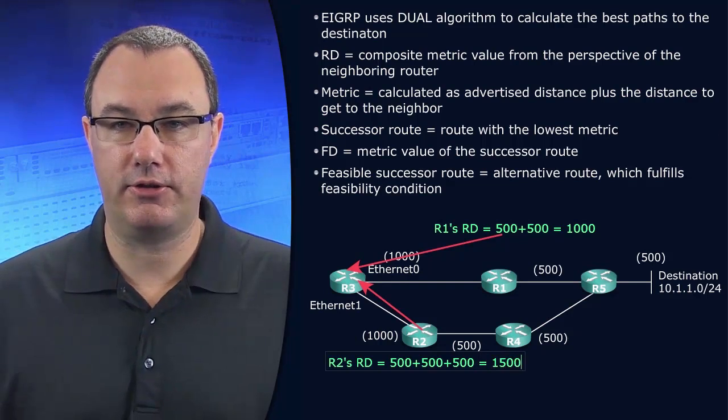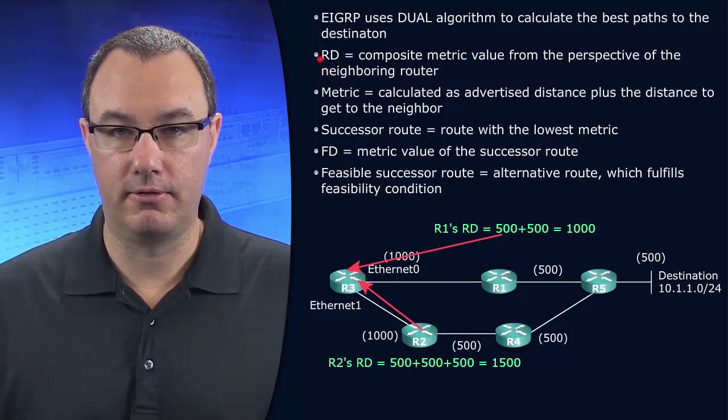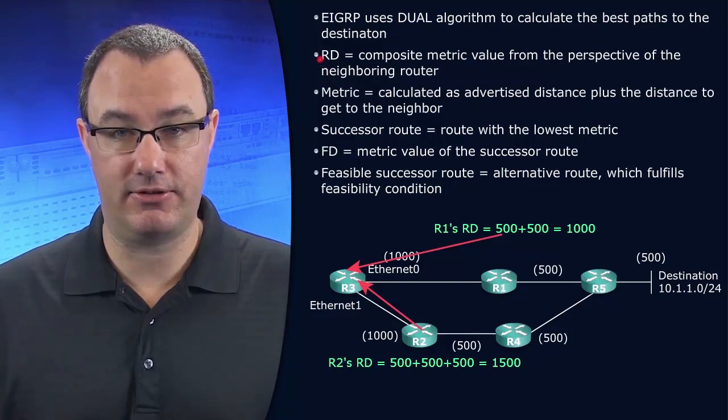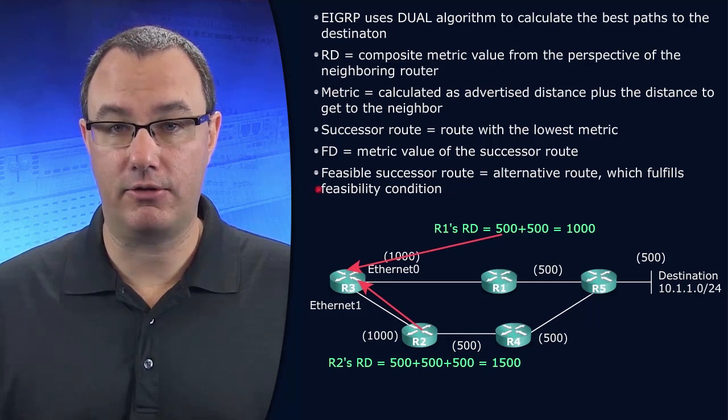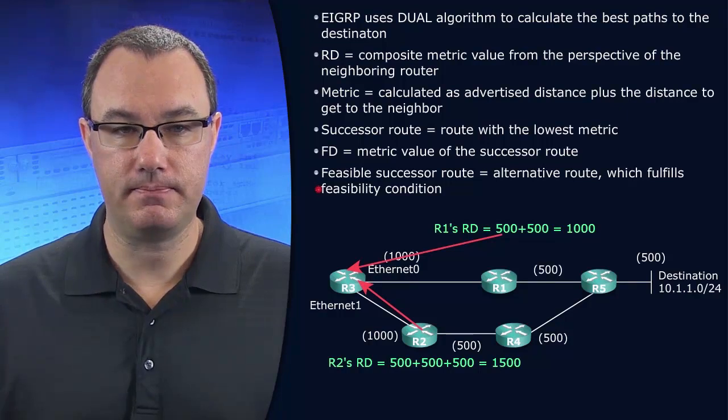Now, the reported distance is used in the DUAL algorithm for what is considered the feasible successor test. The feasibility condition, we'll talk about that later. But the reported distance, also known as the advertised distance, is a big factor. It's a big deal to us. It also comes into play when we're looking at unequal load balancing. So EIGRP has this unique behavior of considering the reported distance.